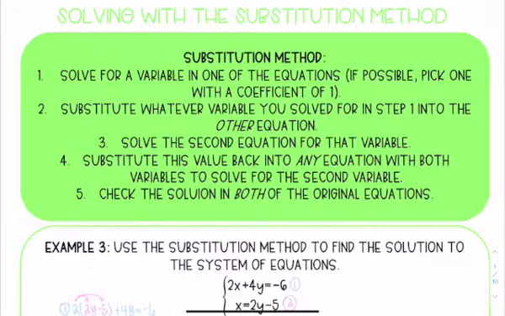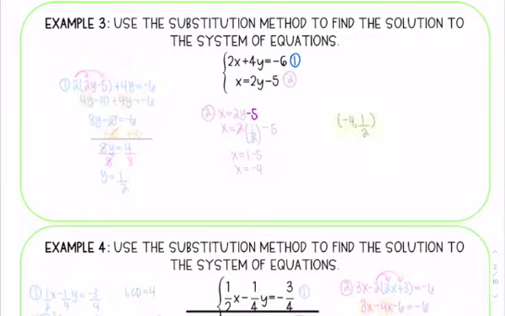You will substitute this value back into any equation with both variables to solve for the second variable, and then you're going to check the solution in both of the original equations. So let's go ahead and use the substitution method to find the solution to the following system. So again, I'm going to label my equations.